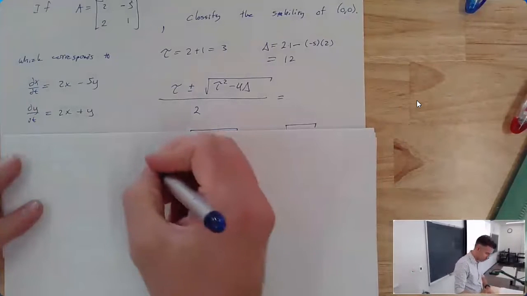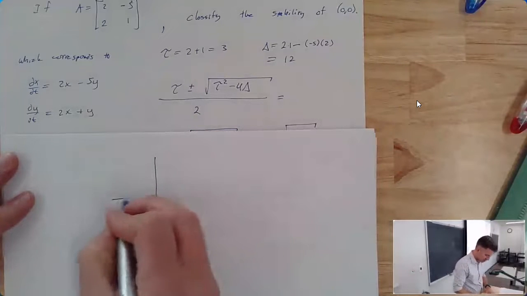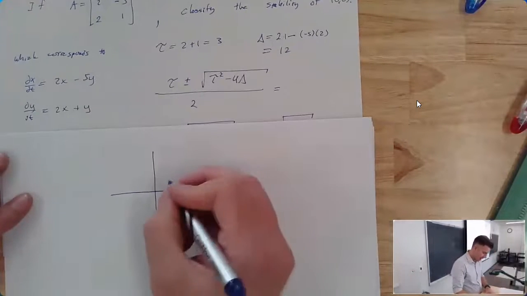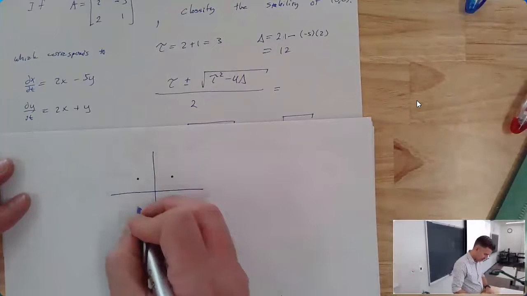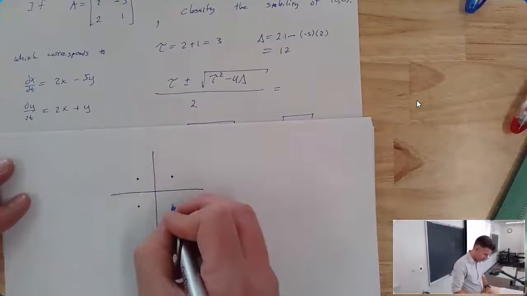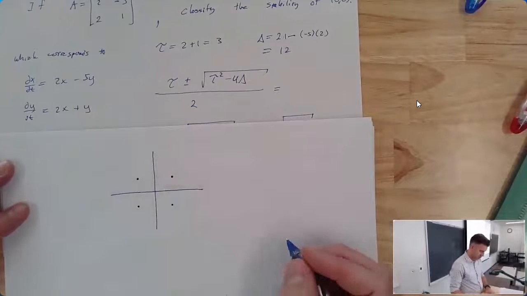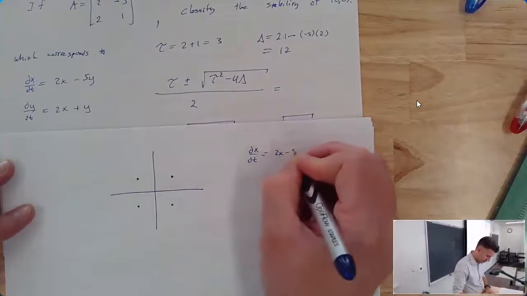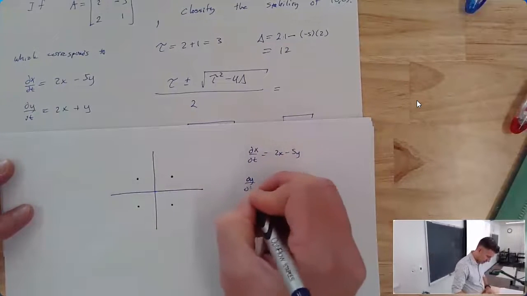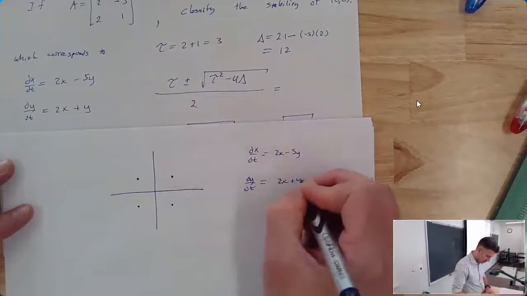I'm going to plug in maybe 2 points, maybe a few more than 2, I don't know. I usually like to pick these points: (1, 1), (-1, -1), (-1, 1), and (1, -1). So I've got dx/dt equal to 2x minus 5y, dy/dt equal to 2x plus y.